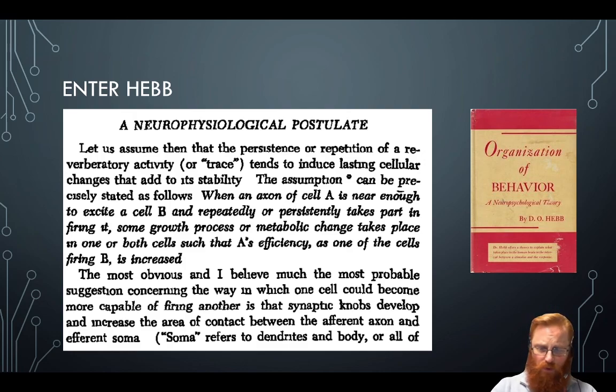And he goes further than that, right? He says, I believe the most probable suggestion is that one cell could become more capable of firing another is that the synaptic knobs develop and increase the area of contact between the axon and the soma, the dendrites, right? So he's not only saying this theoretically: if cell A makes cell B fire a lot, then the connection between A and B gets stronger. He's saying, I reckon it's also happening at the synapses, and he reckons the synapses are getting bigger.